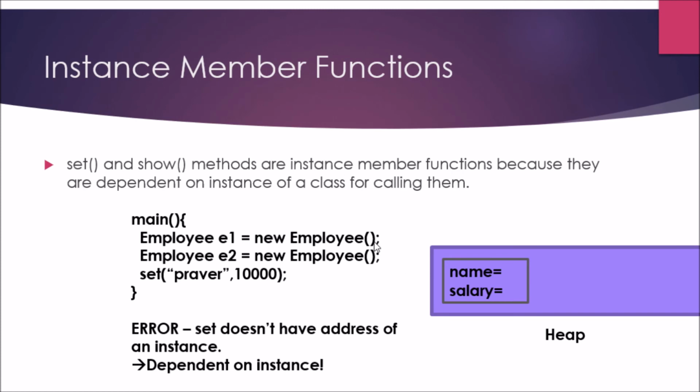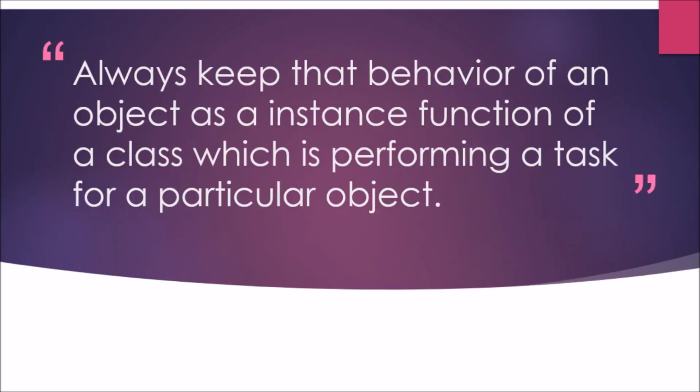Here you can see we are creating one object and then another object in the heap. So there are two objects in the heap, and this set function does not know for which object it has to set the values, for this one or this one. So it is an ambiguity. Instance member functions need an object. Now that you know what instance member functions are, let's quickly wrap up on this also.